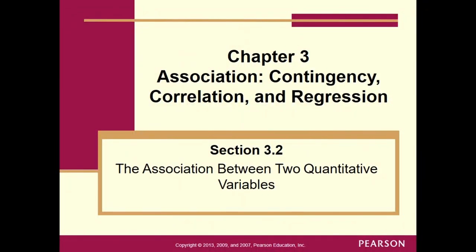Good day, stat students. Today we're going to talk about section 3.2, the association between two quantitative variables. In 3.1, we took a look at the relationship between two categorical variables, and you saw how we did that analysis with the tables and everything. Well, I'm going to show you what we should be looking at to see if we have an association between two quantitative variables.